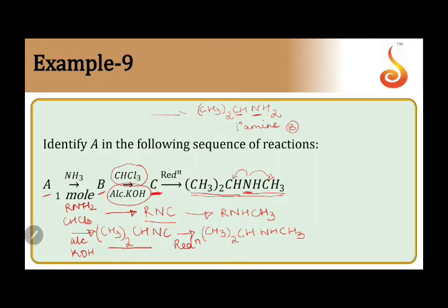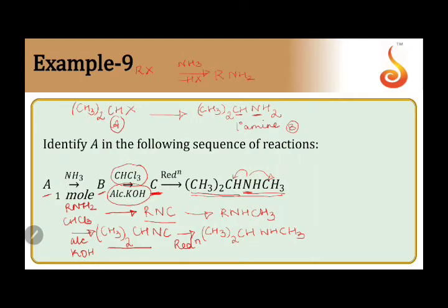Proceeding here to get A. So we have RNH2. How can we get RNH2? By adding ammonia. We know that 2-haloalkane, when we add ammonia, we get RNH2 by removing HX. Therefore, the starting compound here should be (CH3)2CHX. X can be either chlorine, bromine, it's a halogen. So this is our starting compound A.